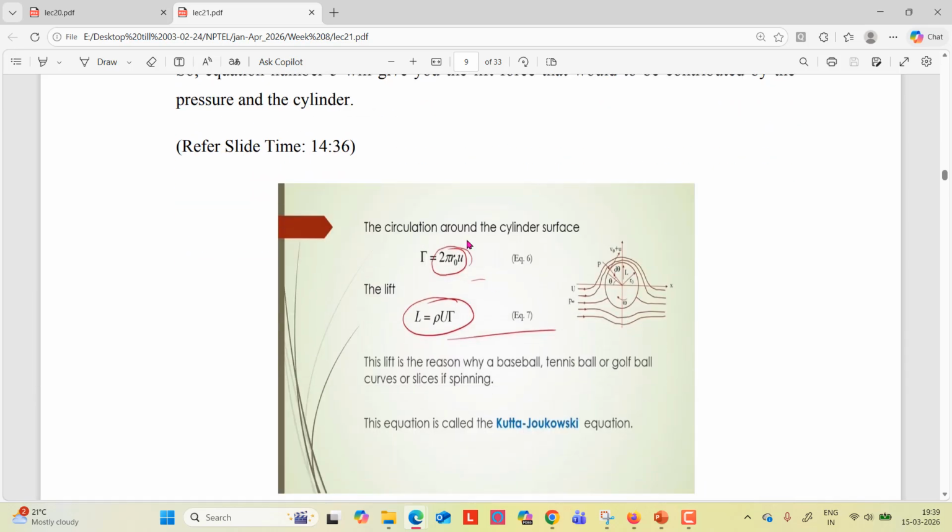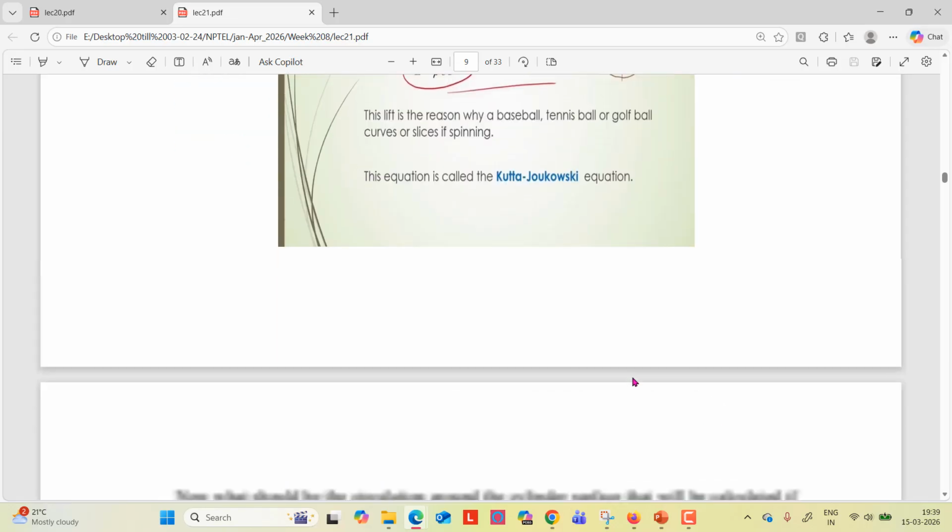The circulation around the cylinder surface, tau, will be 2 pi r0 into u, and lift will be rho u tau. This lift is the reason why a baseball, tennis ball or golf ball curves or slices with its spin. This equation is called the Kutta-Joukowski equation.